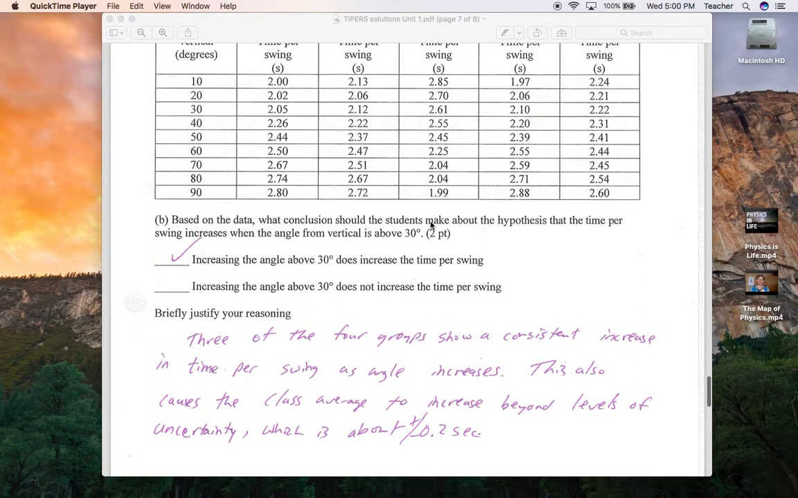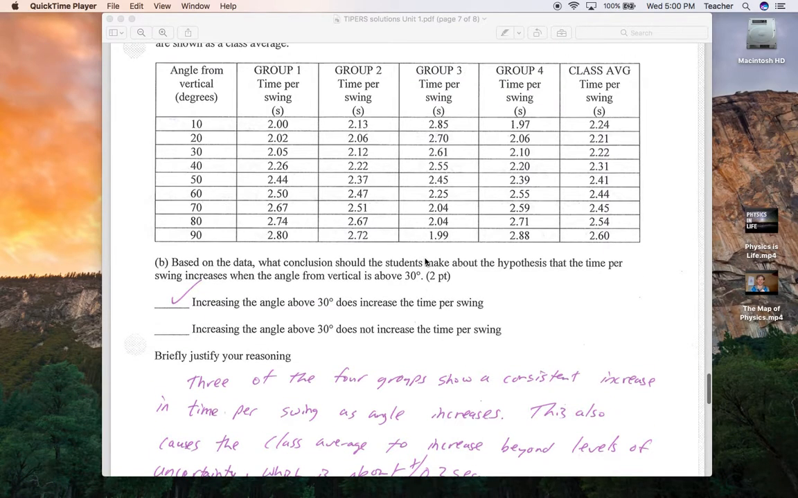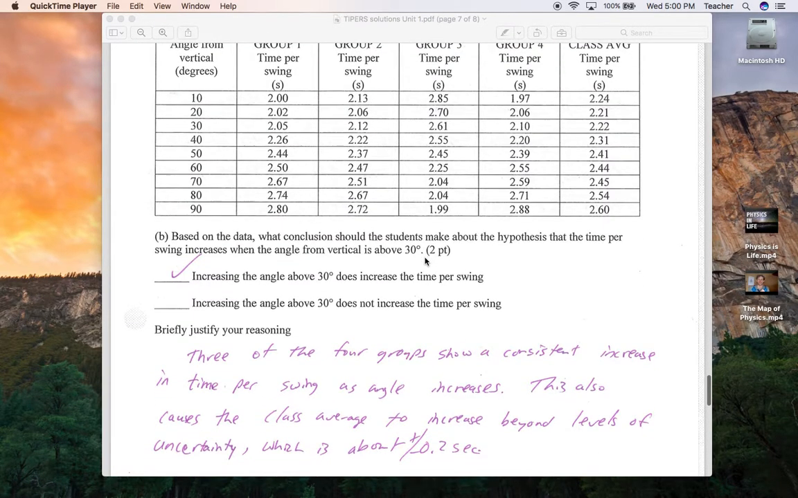It does appear there's a trend. Here there's a strong trend. Here there's a strong trend. Here there's a strong trend. Here there's a fairly strong trend. In other words, these are more than just measurement uncertainties. The average also increases, but not as strongly due to group 3's odd data. So I made the correct choice, and then I gave a specific reason relating back to that choice.